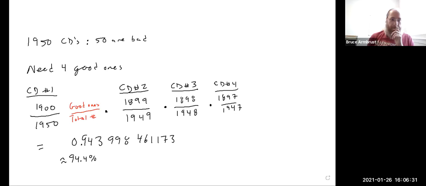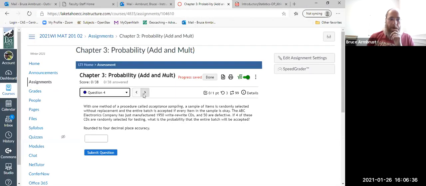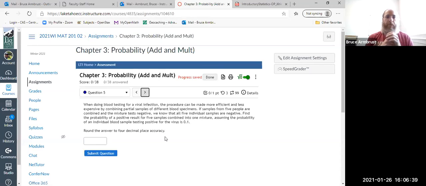All right, so let's go take a look at number 5. See what that one has to say. All right, so when doing blood testing for a viral infection, the procedure can be made more efficient and less expensive by combining partial samples of different blood specimens. If samples from 5 people are combined and the mixture tests negative, we know that all 5 individual samples are negative. So find the probability of a positive result for 5 samples combined into one mixture, assuming the probability of an individual blood sample testing positive is 0.1.